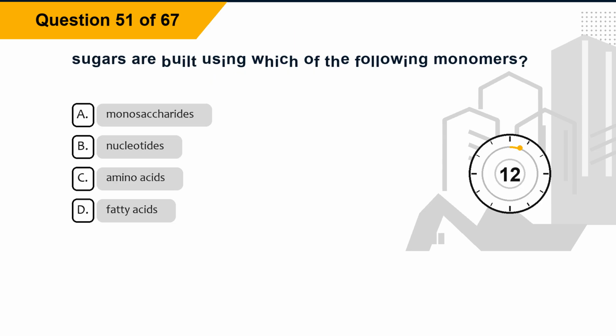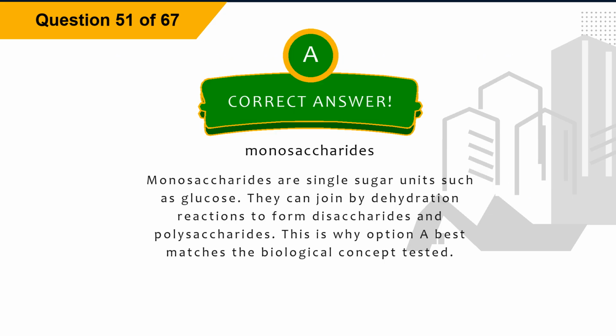Question 51. Sugars are built using which of the following monomers? Option A, monosaccharides. Option B, nucleotides. Option C, amino acids. Option D, fatty acids. The correct answer is option A, monosaccharides. Explanation. Monosaccharides are single sugar units such as glucose. They can join by dehydration reactions to form disaccharides and polysaccharides. This is why option A best matches the biological concept tested.